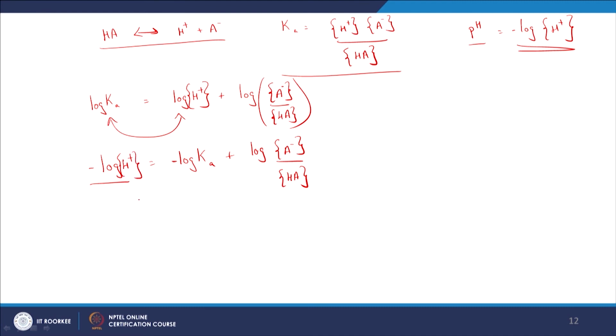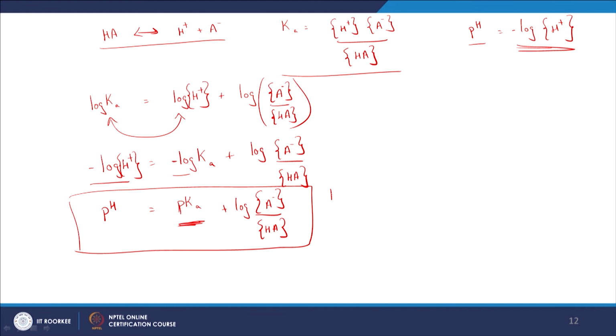Minus log activity of H plus, as we know, is pH. So, pH, and similarly we are going to represent minus log Ka as pKa, right, and this is something you are going to keep in mind, that is going to be remarkably important in your acid and base systems, plus log A minus by HA, right. So, this is the Henderson-Hasselbalch equation.